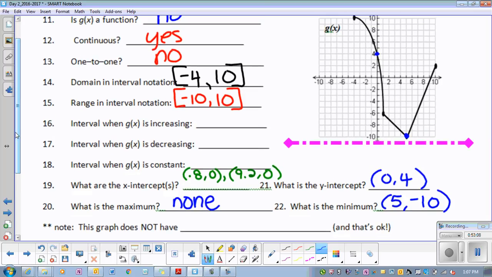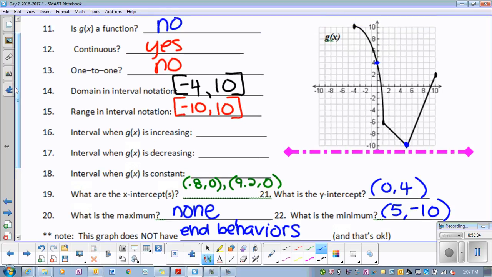Down the bottom, it says this graph does not have, please write in end behaviors. That's okay. Not every single graph that you encounter is going to have an end behavior. You only have end behaviors when you have arrows for arms, not the little nubs.